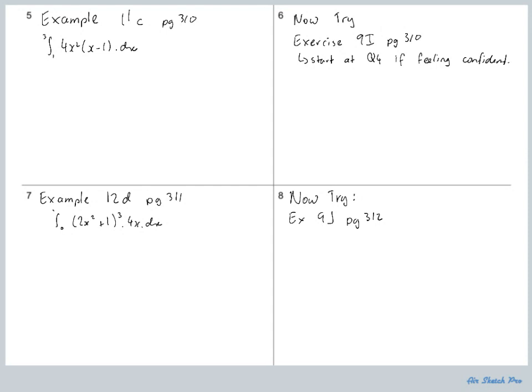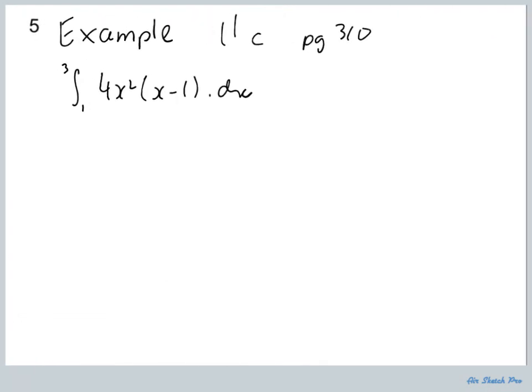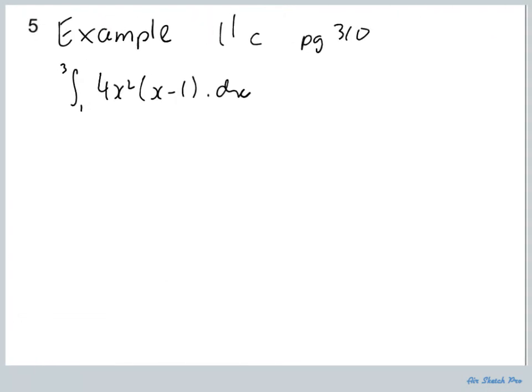So I'll just zoom up on that because there's nothing else really to see on that screen, so you might as well have the full screen to see. We've got an integral on the interval 1, 3, so going from 1 all the way up to 3. And the function is 4x squared times (x minus 1) dx. Now, it looks complicated, but it's not that bad, really.